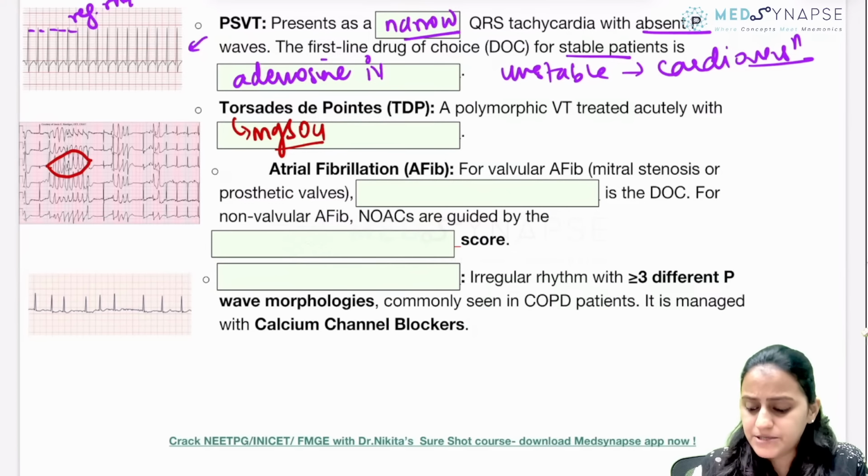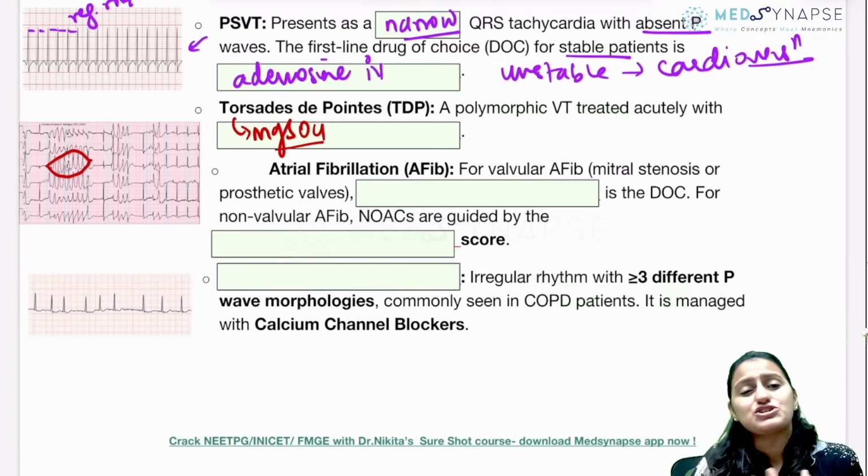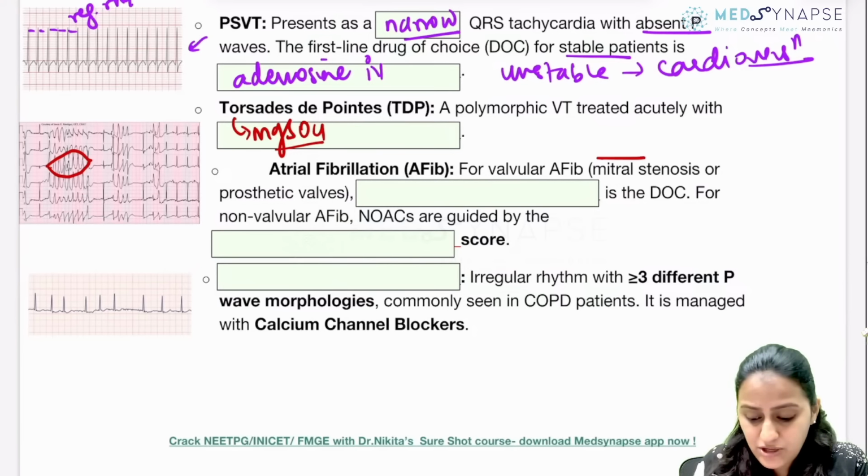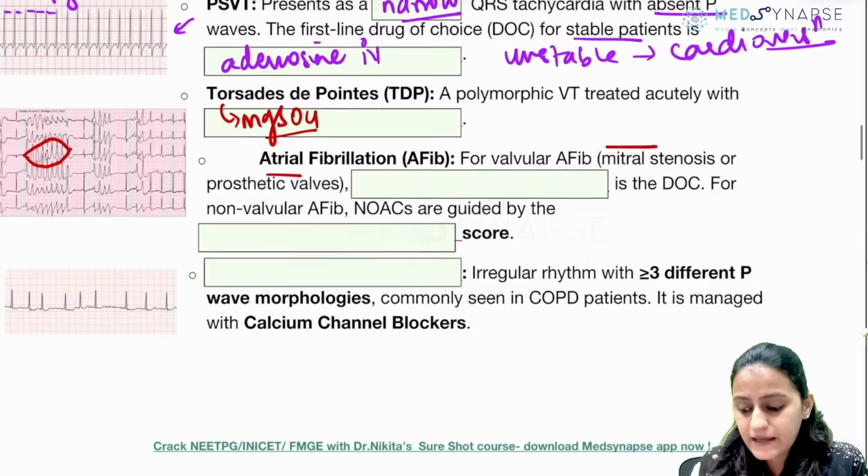Atrial fibrillation. Remember, in atrial fibrillation, there's a risk of LA thrombus developing, which can embolize and lead to stroke, and that is why we give anticoagulant. So if the atrial fibrillation is because of mitral stenosis or prosthetic valve, then what anticoagulant do you give? Do you give the NOACs, the newer oral anticoagulants, or do you give warfarin? Remember, the trick is for valvular cause, that is mitral stenosis, or it could be mitral prosthetic valve.